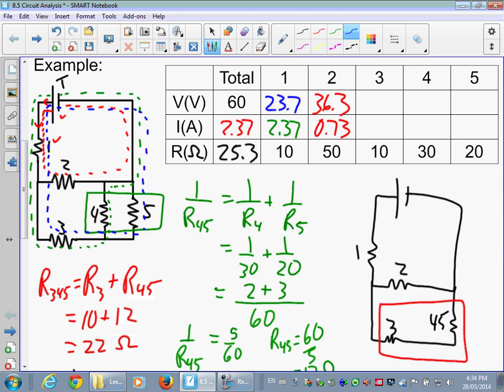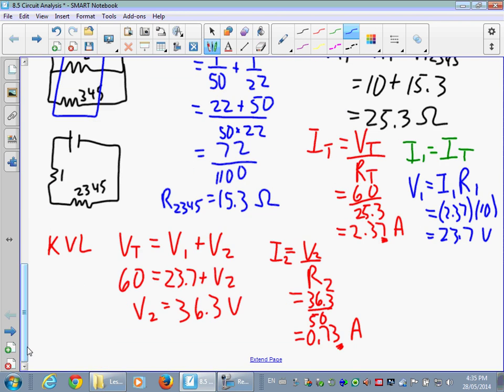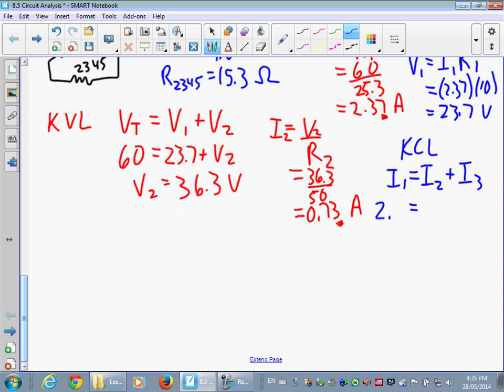What I can do, however, is use the current law. We know that coming out of resistor 1, there is 2.37 amps current. We also know that 0.73 of that goes that way, which means the remainder will go this way. That's using the current law. So, according to Kirchhoff's current law, we know that I1 has to be split up, and it goes through I2 on one path, and it will go through I3 in the other path. So 2.37 equals 0.73 plus I3, and when you solve for I3, you end up with 1.64 amps.